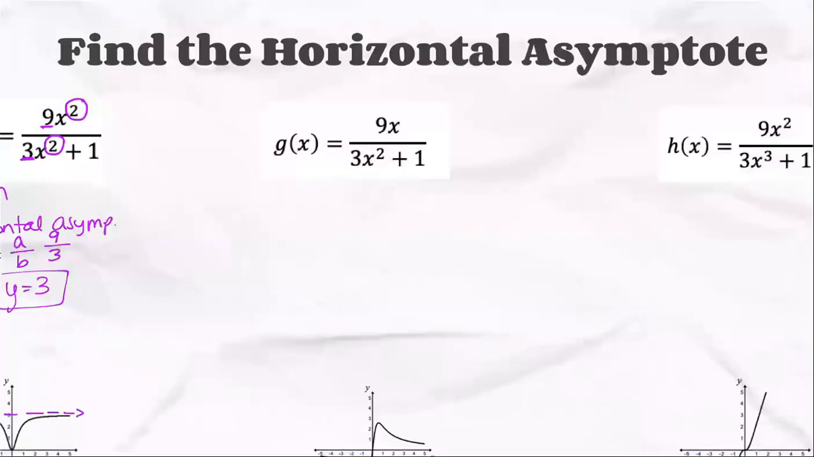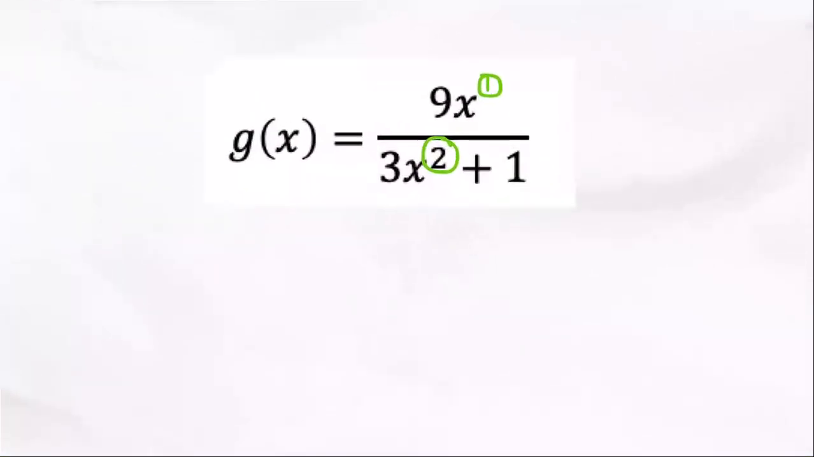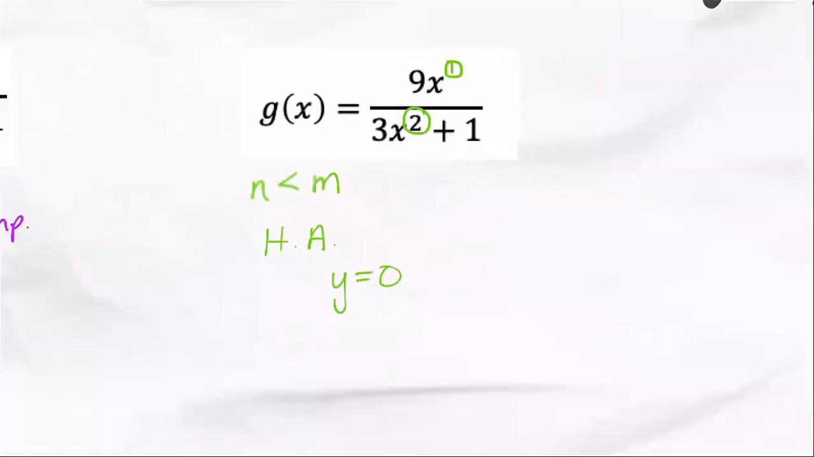All right, so let's go ahead and look at this next one. Again, I'm going to compare the degree of the numerator against the degree of the denominator. If there's nothing here, remember what's there is the 1. So the degree of the numerator is 1, degree of the denominator is 2. So in this case, the numerator is smaller than the denominator, and so your horizontal asymptote is y equals 0.